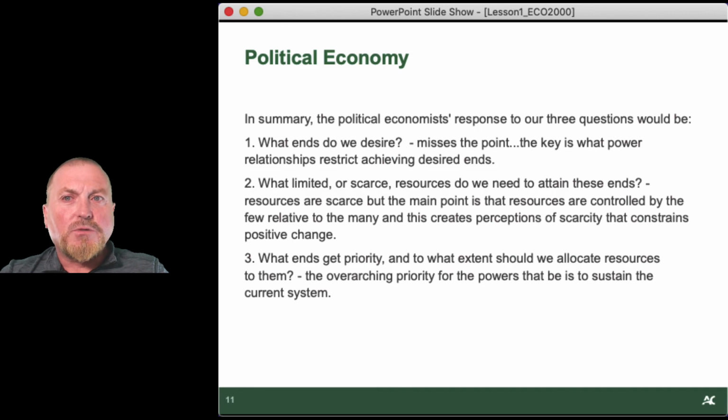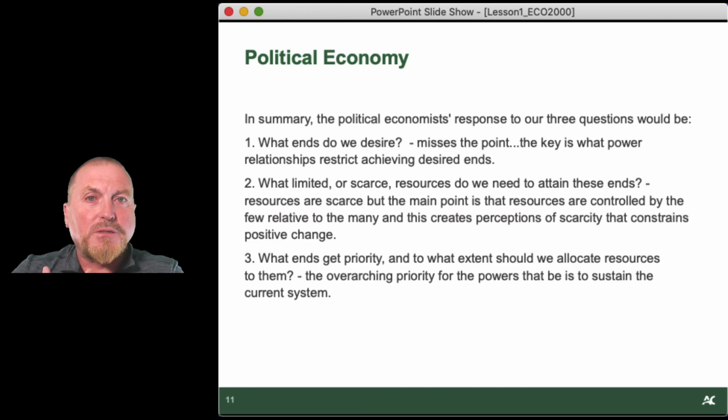What limited or scarce resources do we need to achieve these ends? Resources are scarce, but the main point is that resources are controlled by the relatively few relative to the many, and this creates perceptions of scarcity that constrain positive change. All right? What ends get priority, and to what extent should we allocate resources to them? The overarching priority for the powers that be is to sustain the current system. Okay? And that's the way they use that.